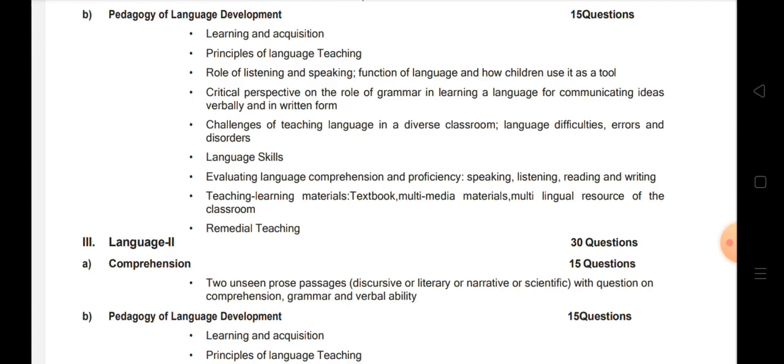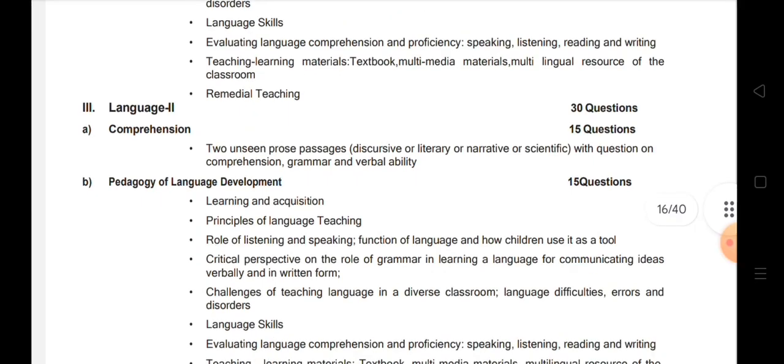Remedial teaching: what is remedial teaching? Remedial teaching means if any child is lagging behind, which means the child is not able to understand, or is not able to follow the pace the teacher is trying to set, or the teacher is trying to make him understand. So what the teacher can do is take extra effort and help the child in learning, which means the slow learners can be taken extra care of by the teachers.